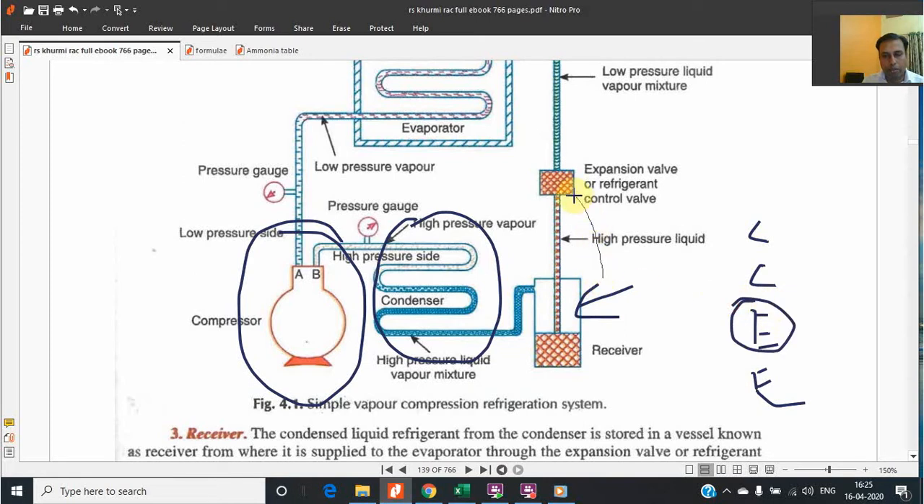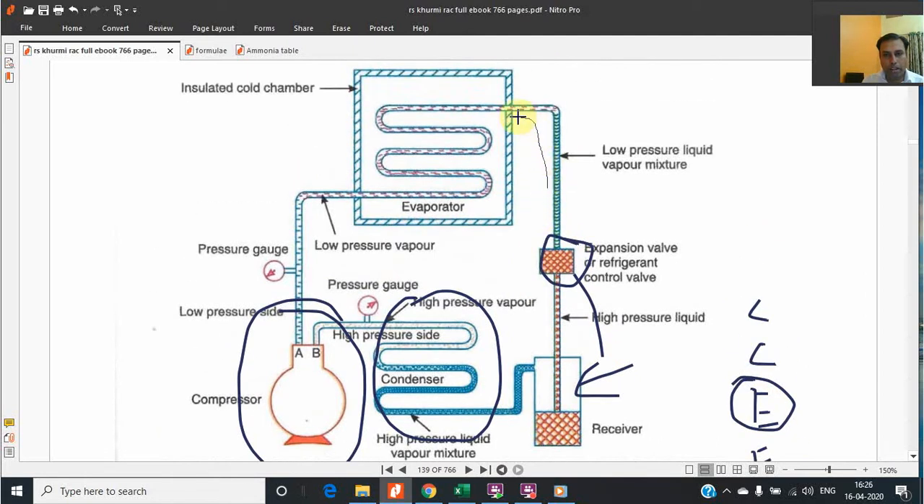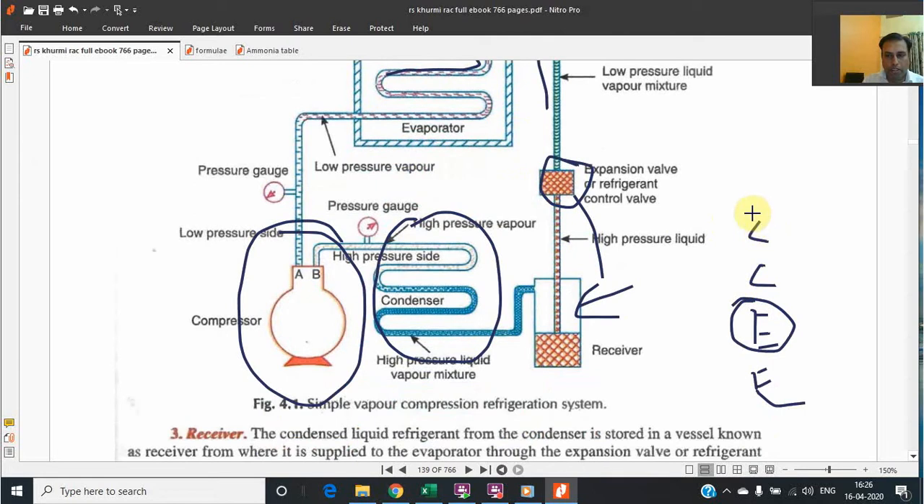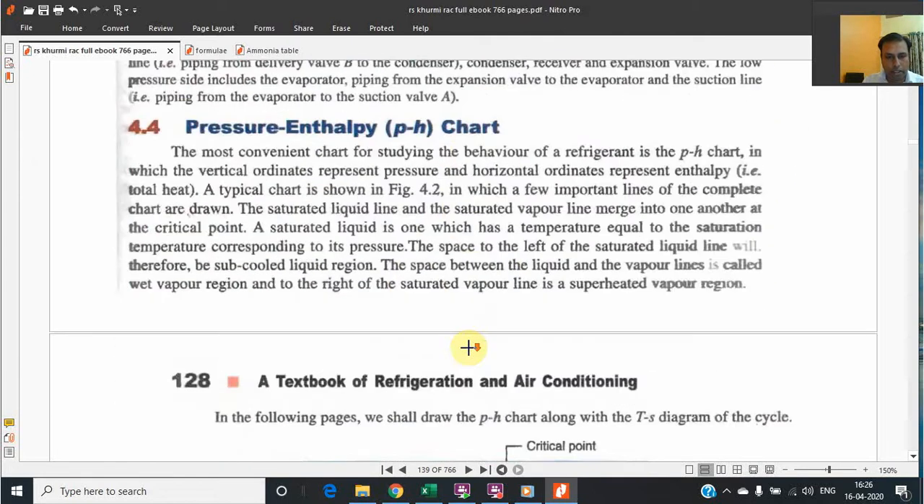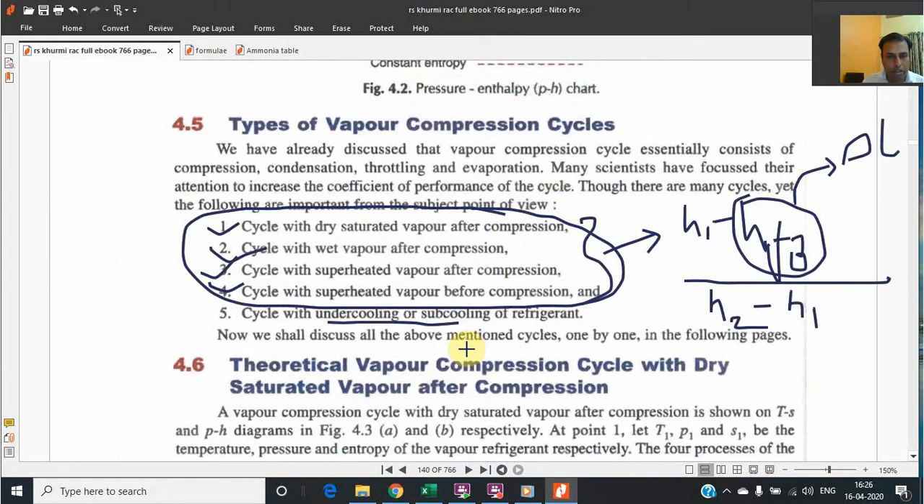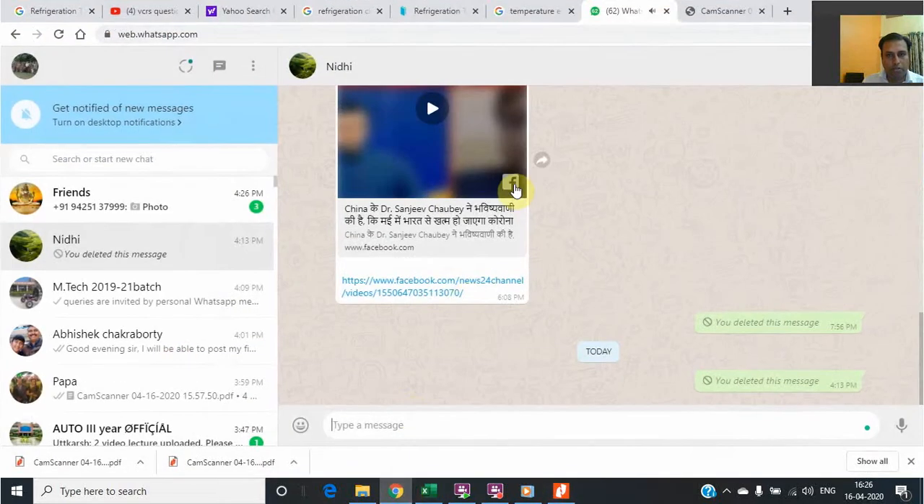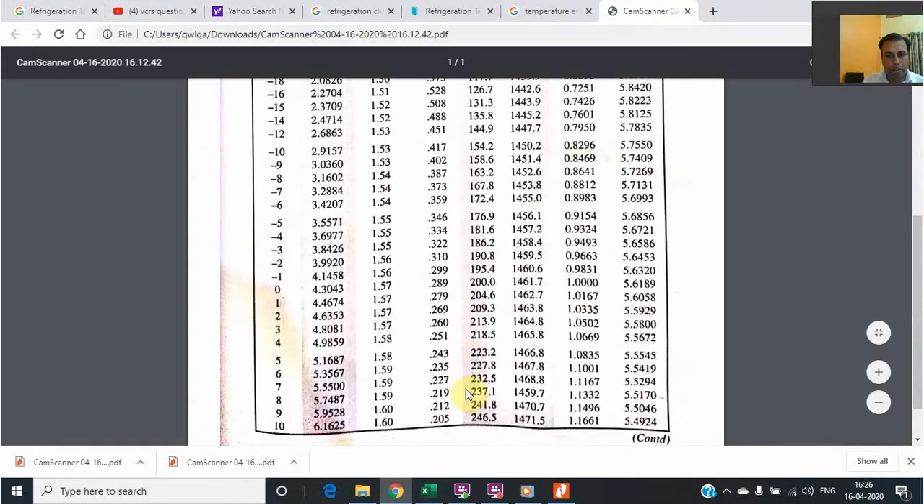This is called the throttling process. The enthalpy remains the same, and after expansion it goes to the freezer. We call it the freezer or evaporator. In this the refrigerant evaporates, and the evaporation gives us cooling. That's why there are 4 processes. The 4 processes are discussed in the question coming up. You will see how these 4 processes are covered.